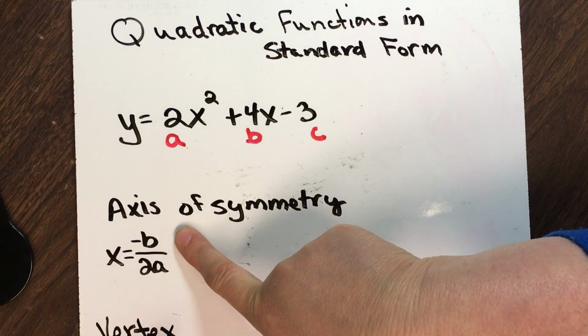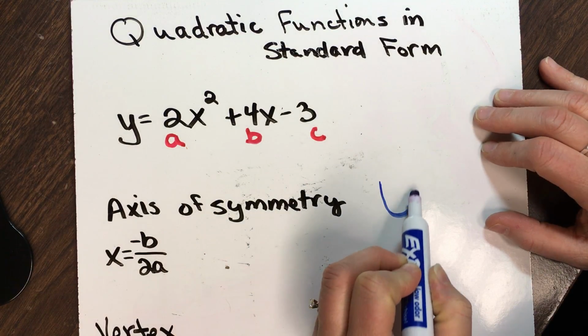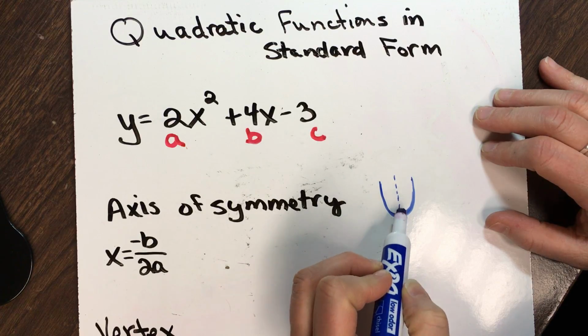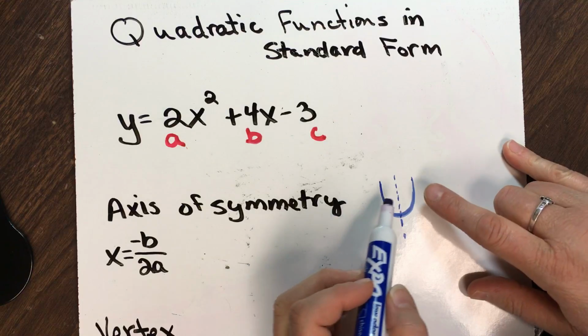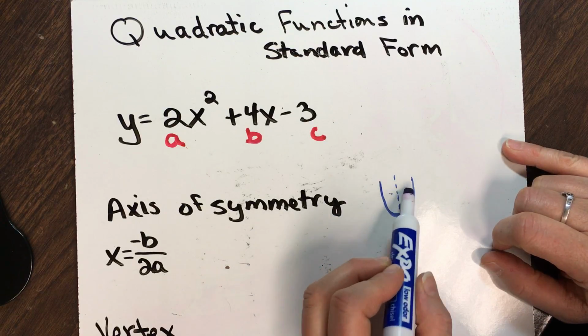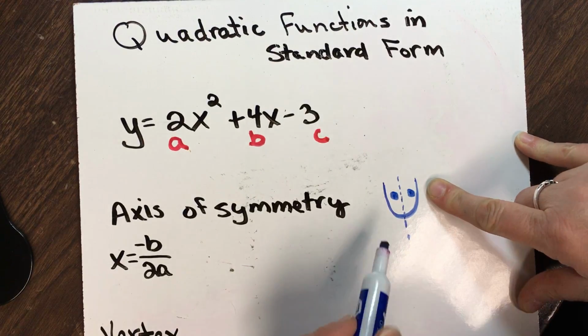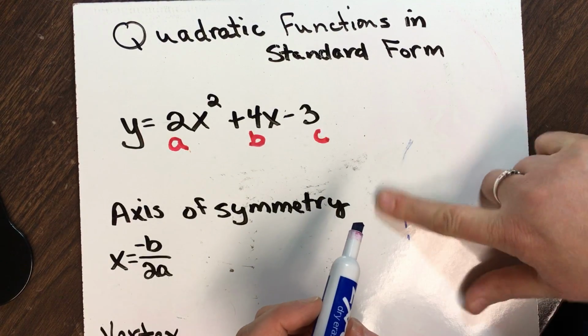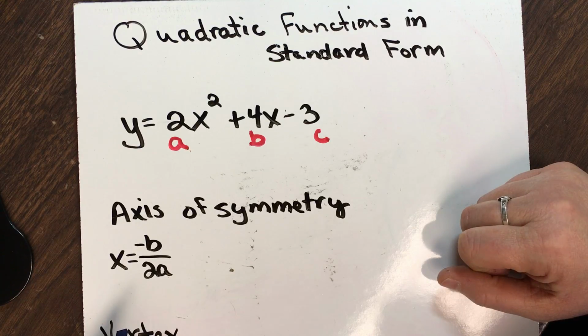So to find the axis of symmetry, and remember, axis of symmetry is when you have a parabola and you have this dotted line as your axis of symmetry. That gives you a mirror image on either side. So this side would be the same as this side. Let's take a look at how we figure out what our axis of symmetry is.